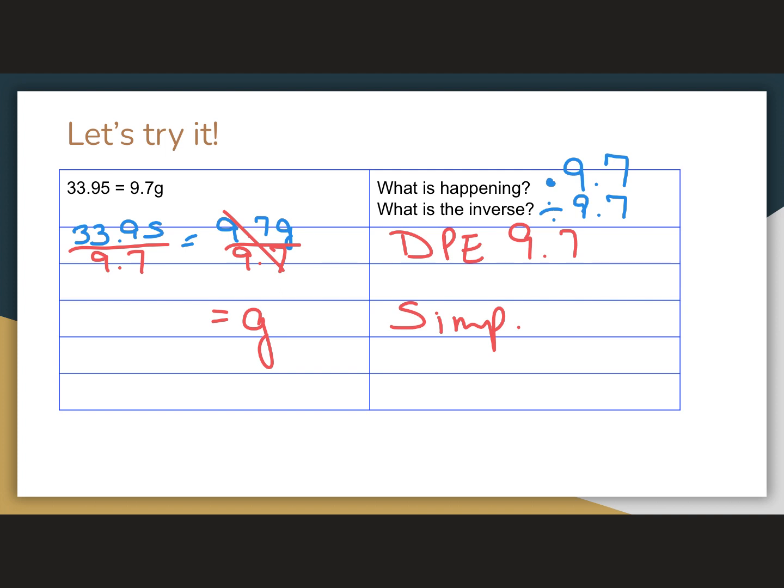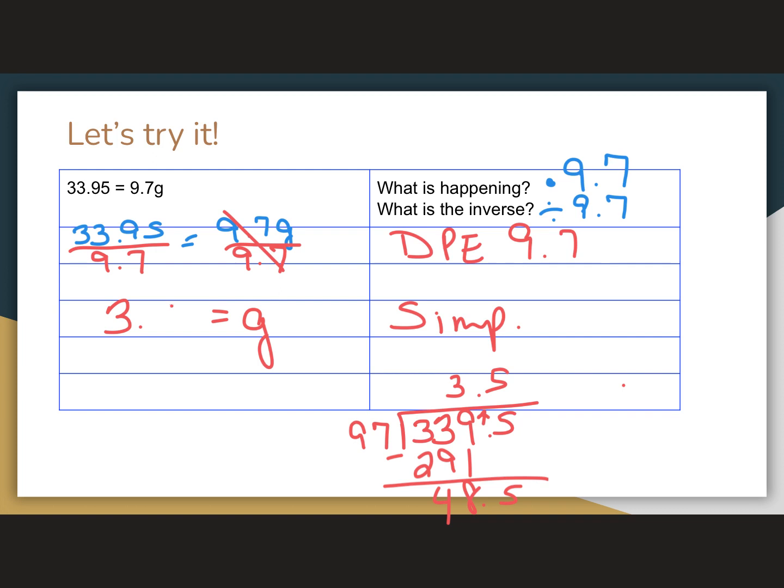So, again, to do our decimals, that's the same thing as 97 into 339.5. So, 97 goes into 339.5 3 times. 3 times 97 is 291. When I subtract that, I get 48.5, 485. I move my decimal straight up. And it goes into that 5 times, which gives me 485. So my answer is G equals 3.5.